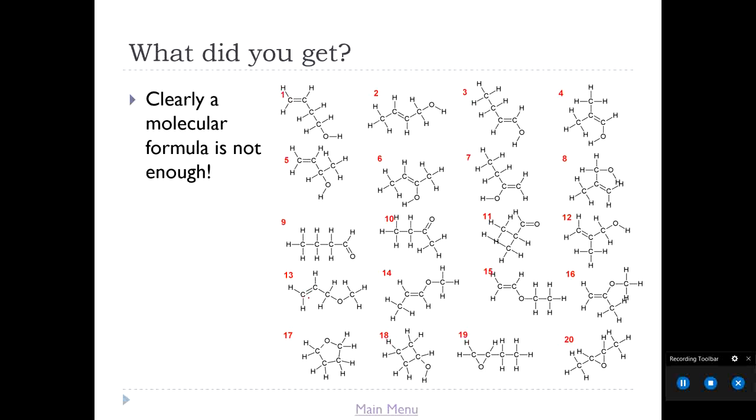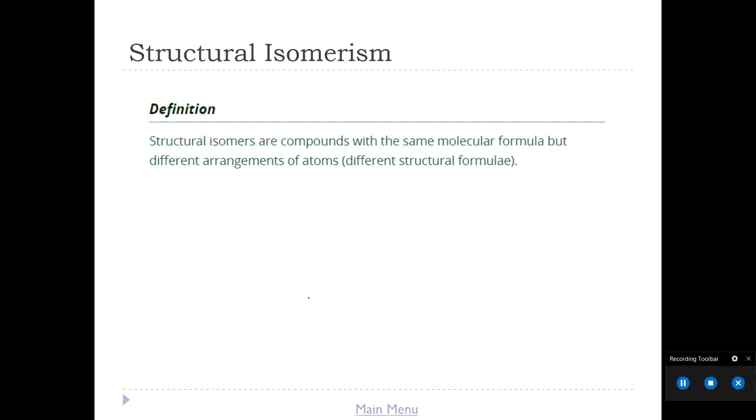Okay, all of these would have different physical properties and different chemical properties. So it's important that we are able to distinguish between each of these 20 that have the same molecular formula. Okay, so structural isomerism. What that is, structural isomers are compounds with the same molecular formula, but different arrangements of atoms. So like we just saw, all of those had the same molecular formula, C4H8O, but all were different structures.